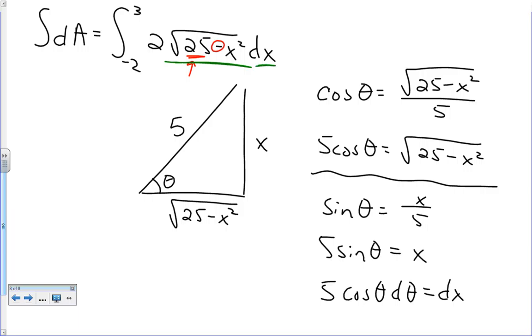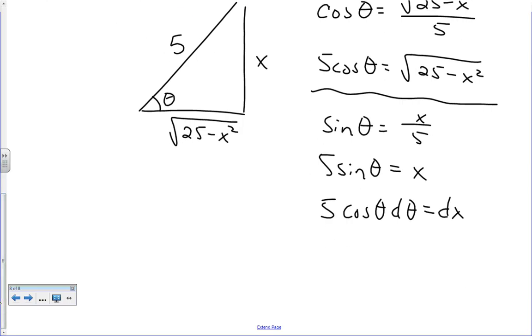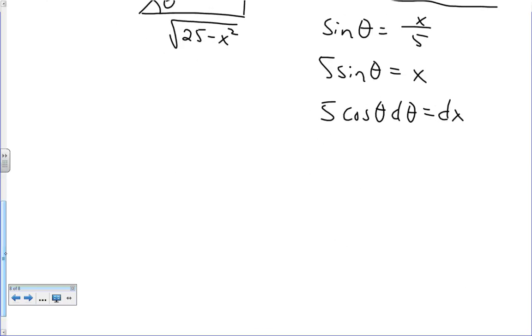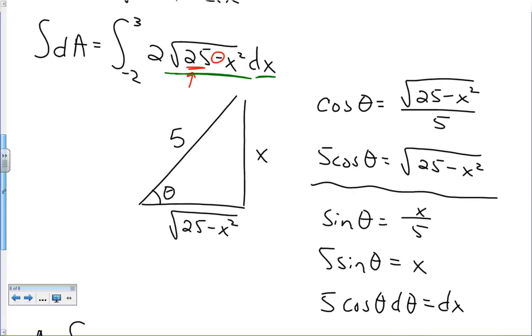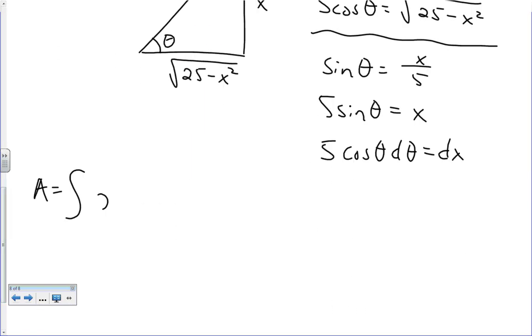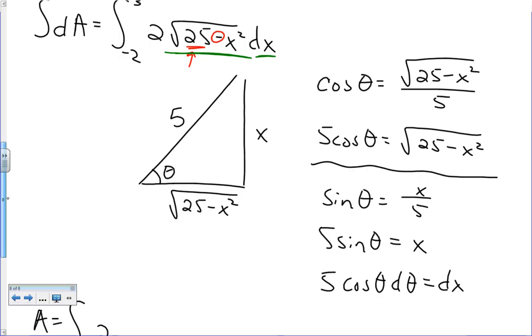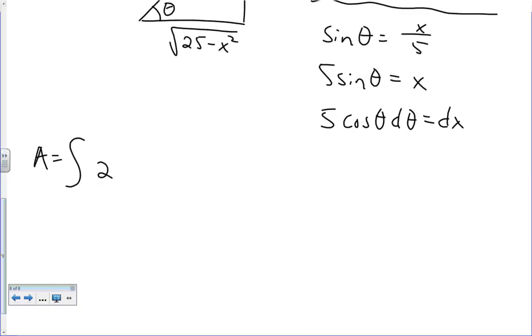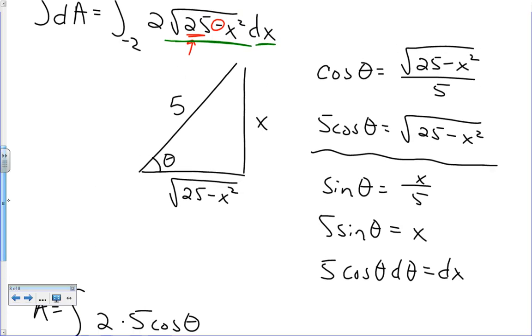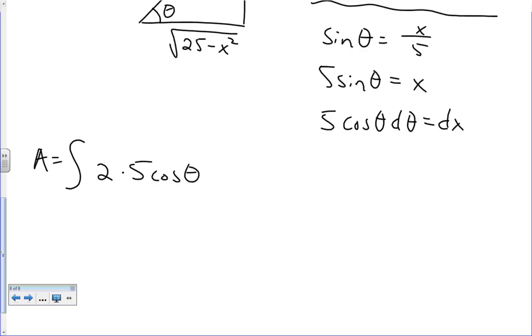All right, so now let's do our substitution in this problem. We have the integral of dA, which of course just turns out to be A, so I'll write that down. And that's equal to the integral of, the 2 is still there in the problem. I'll go ahead and put that in the integral there. You could pull that outside of the integral if you wanted to. And then it's the square root of 25 minus x squared, which we said was 5 cosine of theta. And then for the dx we said was equal to 5 cosine of theta d theta.